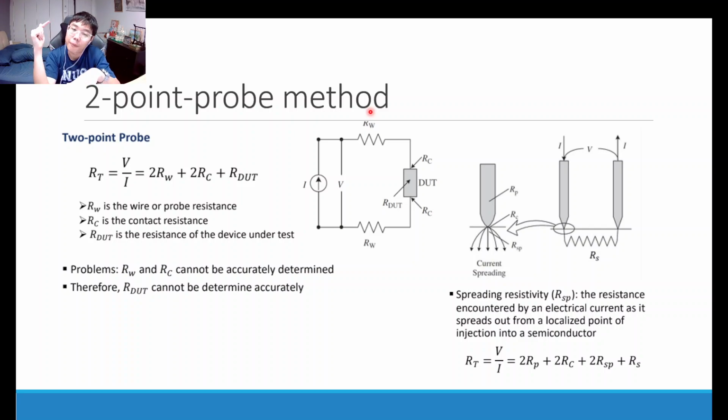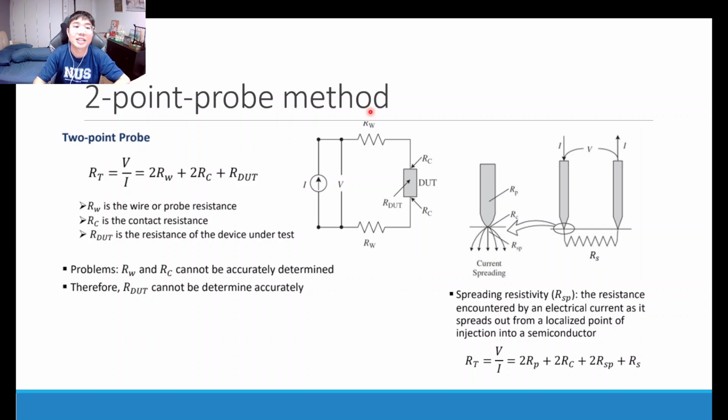So we have to understand that there are these contact resistances as well as the probe resistances that will be added on to the resistance of your device under test. And it's not possible in a two-point probe setup to distinguish the resistances of your contact and your probes from the desired resistance of your device under test. So we cannot accurately determine the resistance of your device under test. So what is the solution to this?